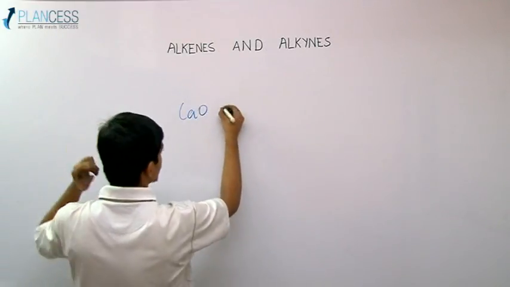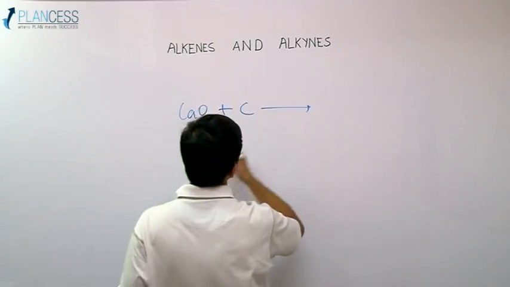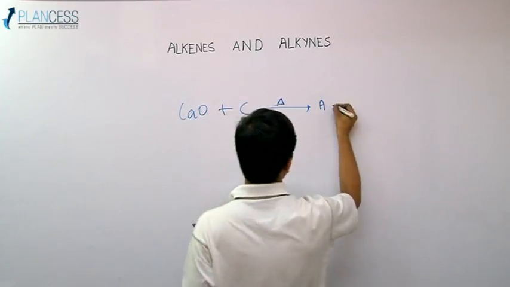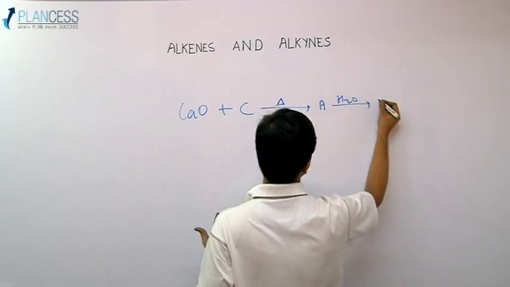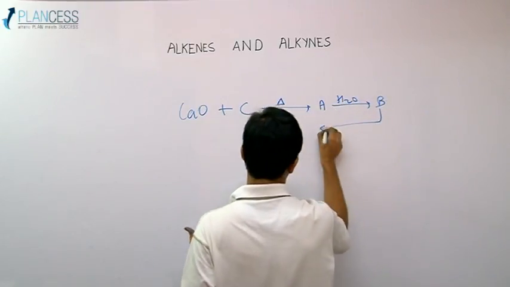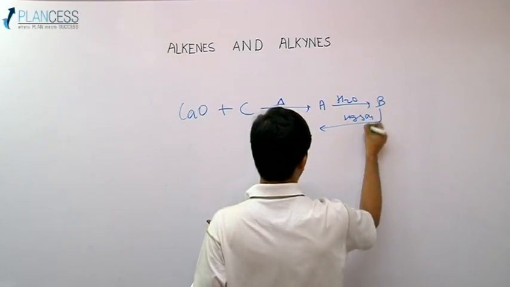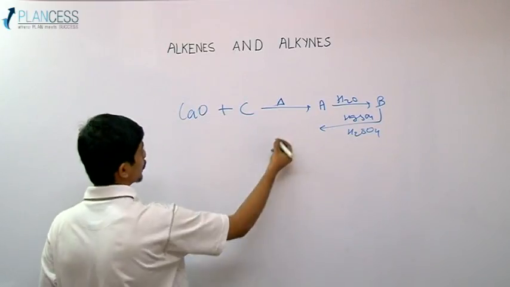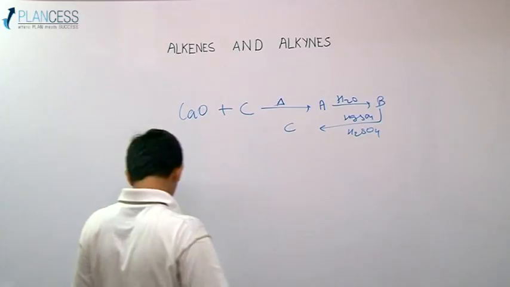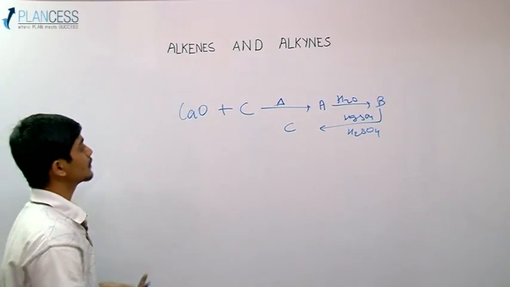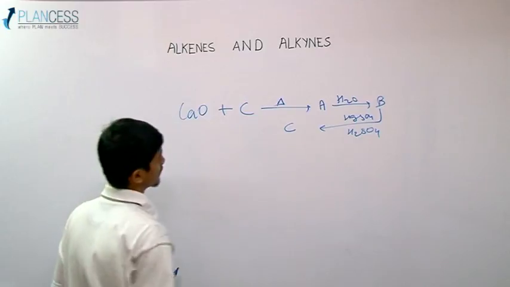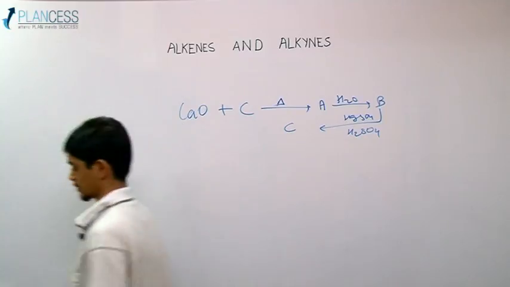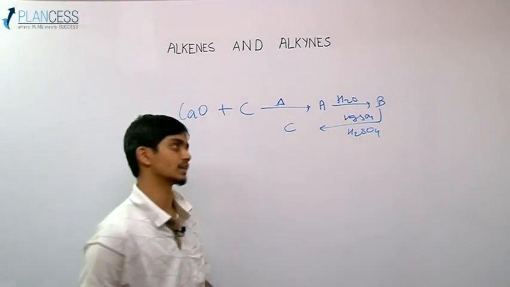The next question is, if you consider this reaction, CaO plus C, you put some heat here, it gives some compound A, which on reaction with water gives some compound B, which on reaction with HgSO4 and H2SO4 gives us some other compound C. Now what is the structure of C and what is the compound C? Now you see that here we have some inorganic reactants giving us some products. Products need not be inorganic, they can be even organic.